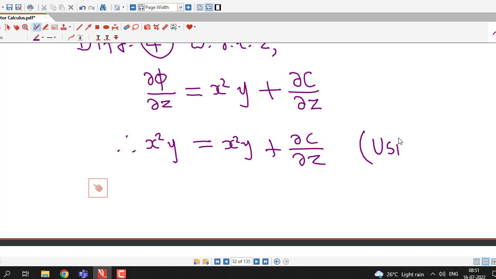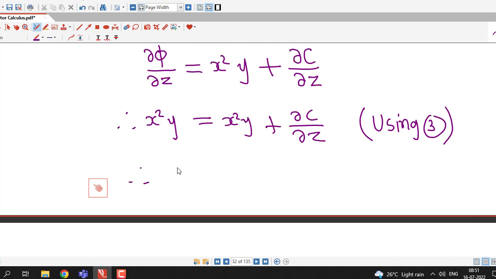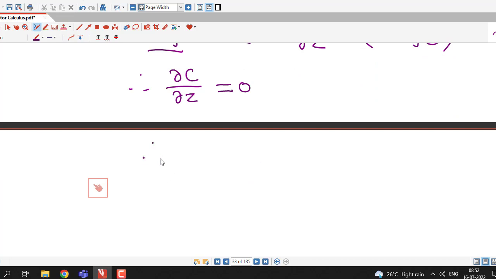So in the bracket we mention that using equation number 3, and you can see del c by del z will be equal to x square y minus x square y, that is 0. That means function c is constant with respect to z. So our function depends on y only. So we can write this is equal to, say, h of y, or we can integrate both sides with respect to z, because we can do it in this way also.